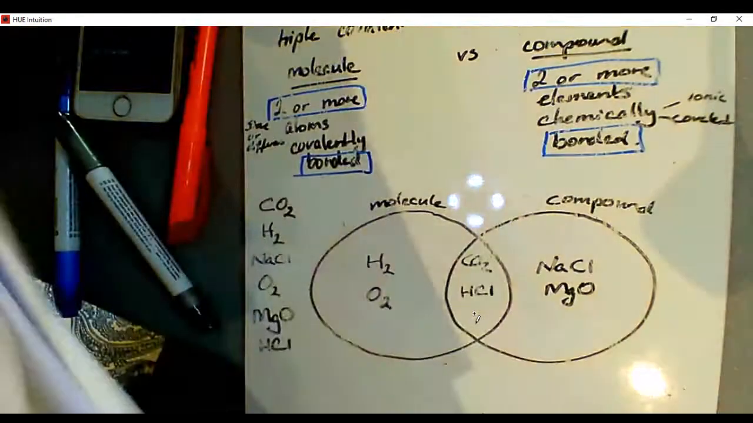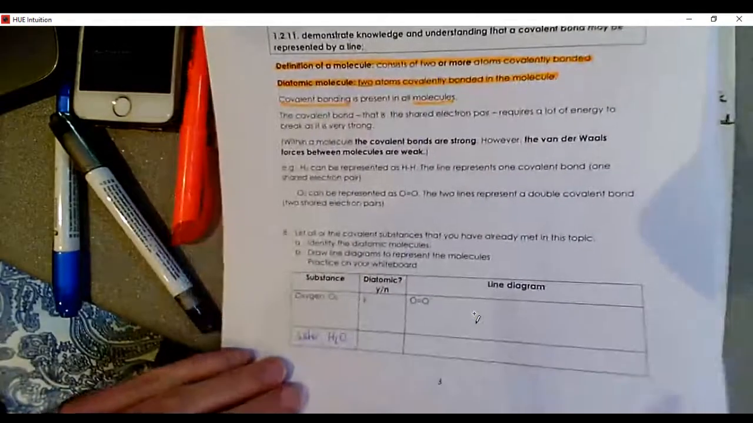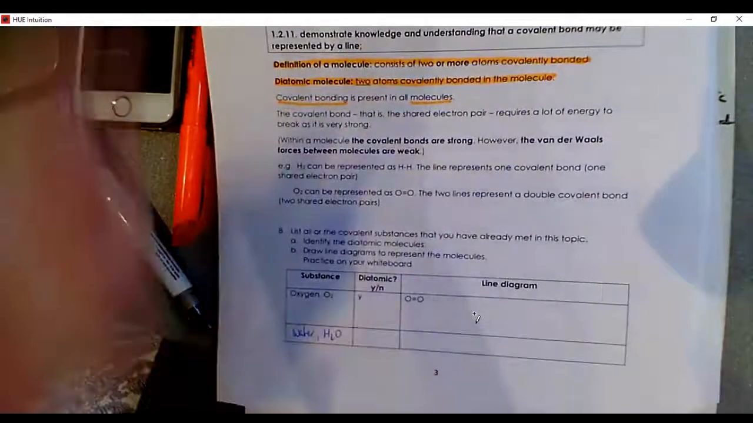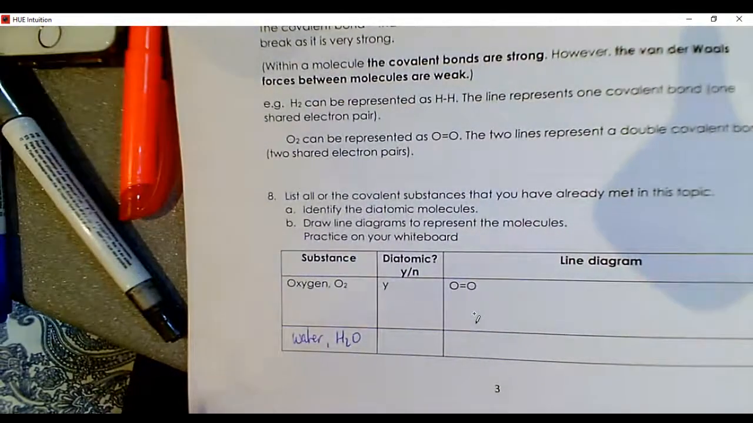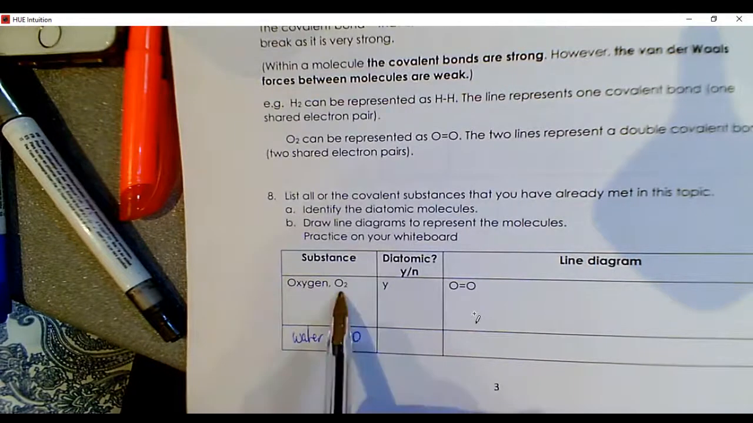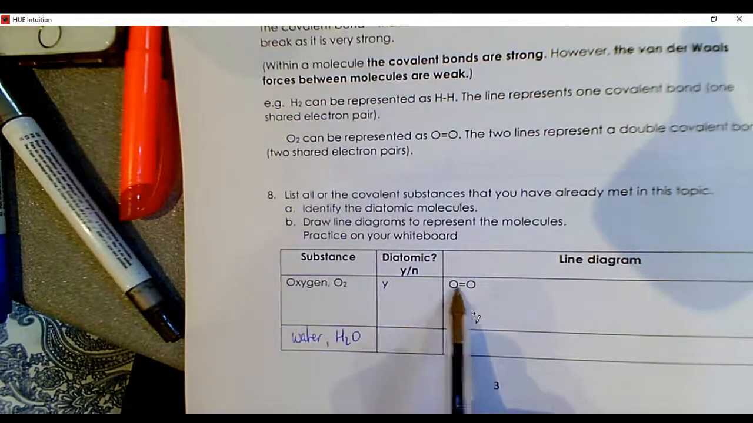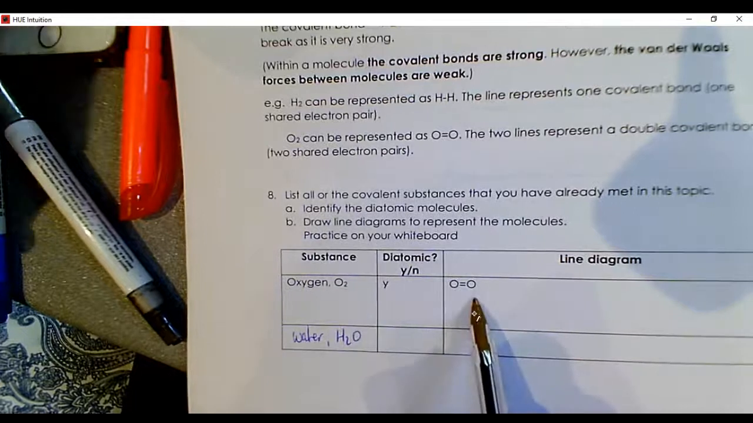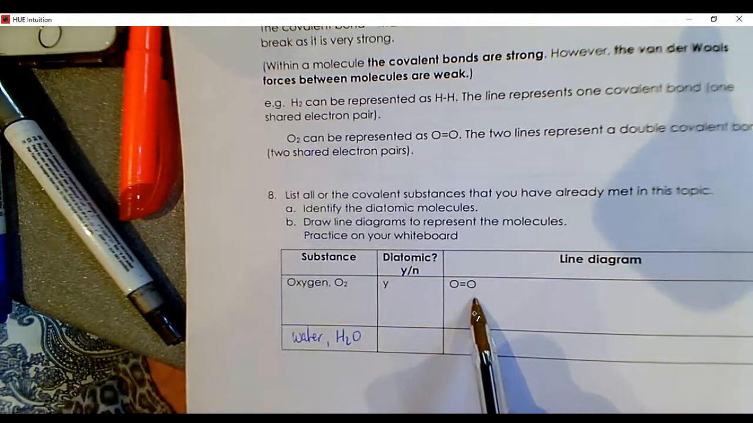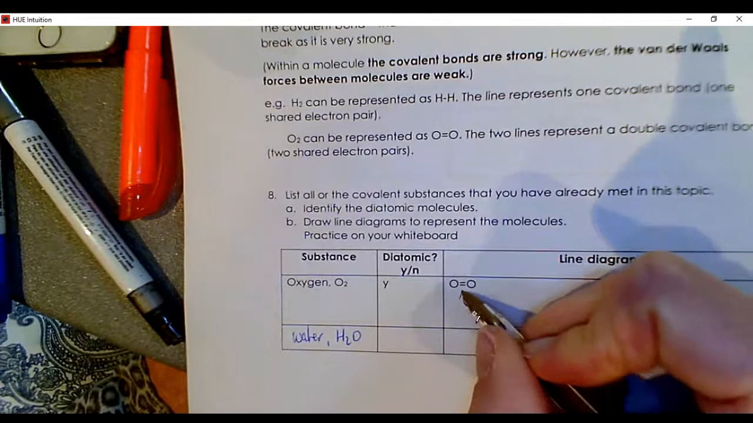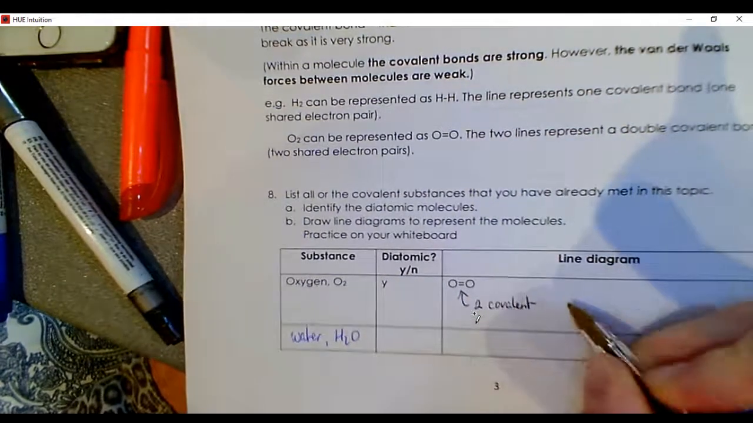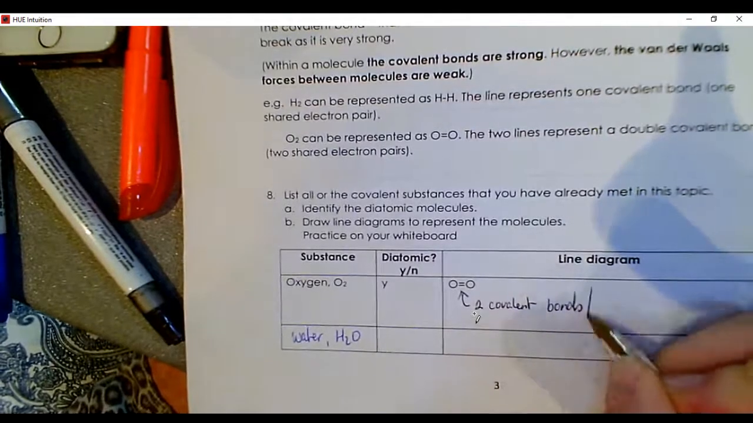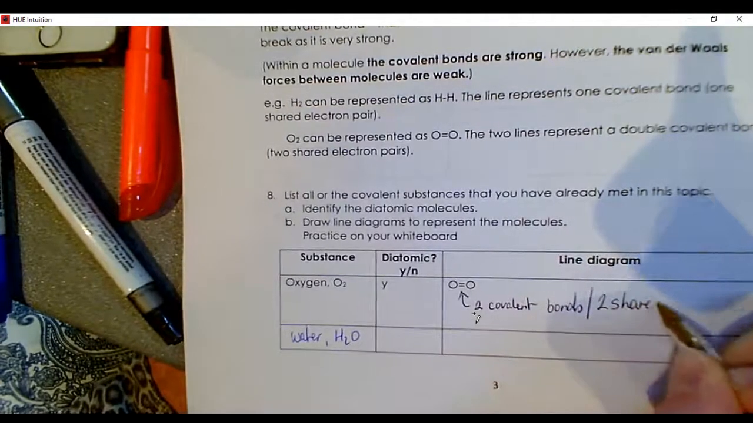Now, what you're going to do, and we'll just do the first couple together, is decide whether it's a diatomic molecule or not based on the definition. So it'll be diatomic if it only has two atoms in the molecule. Oxygen counts as diatomic because there are only two atoms in the molecule. And then the line diagram is O, double line O, and remember the two lines represent two covalent bonds. And two covalent bonds means two shared electron pairs.